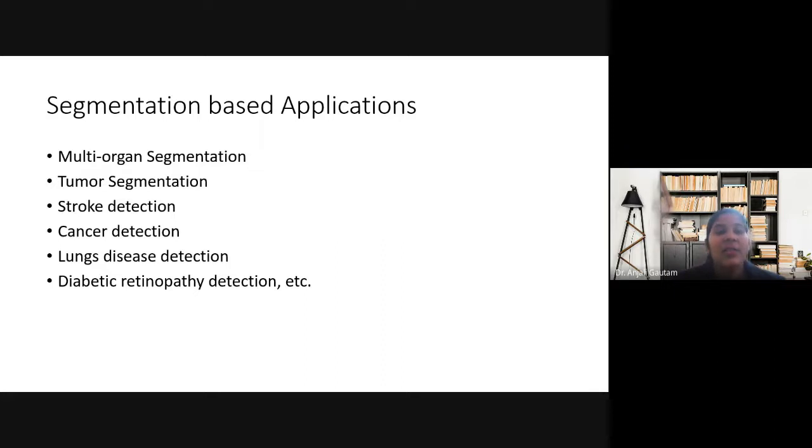Other applications are tumor segmentation and stroke segmentation, basically related to the brain, cancer detection, lung disease detection, and diabetic retinopathy detection, etc. And from the datasets I have shown previously, you can find out which area you want to work on. Those are the application areas where you can apply these deep learning methods.